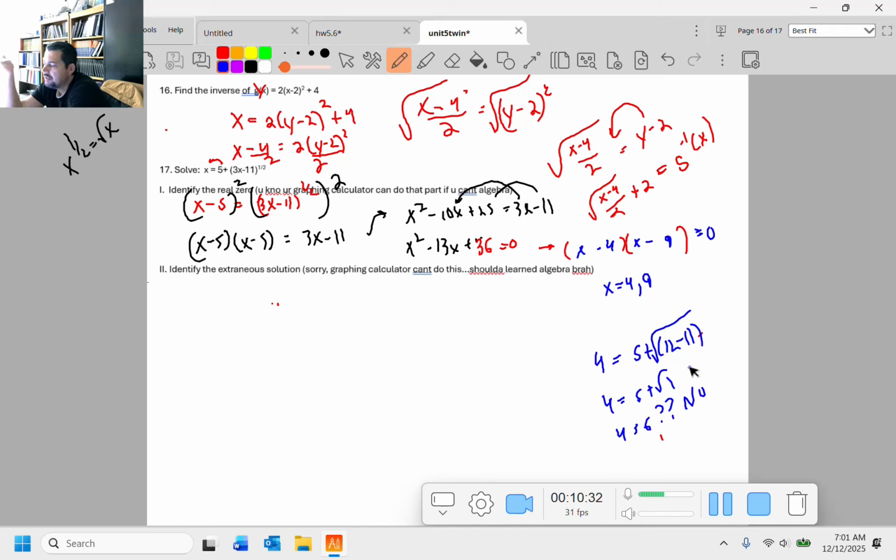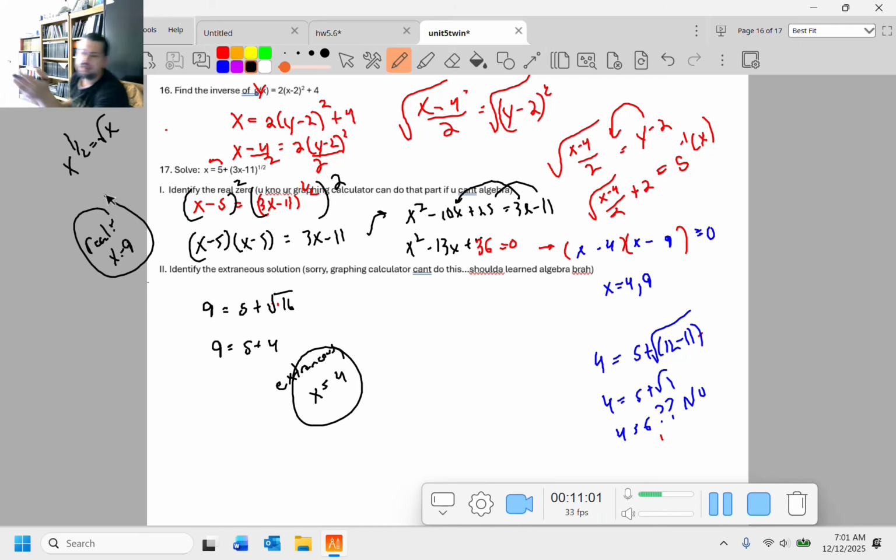All right, but let's check my work here. Make sure at least one of these works. I plug in a 9. 9 equals 5 plus the square root. 3 times 9 is 27. 27 minus 11 is 16. And this is going to work because the square root of 16 is 4. All right, so my real solution is x equals 9. My extraneous solution is x equals 4.